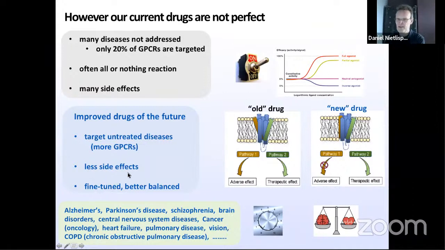And the side effect issue is one we can understand quite easily. Once the drug binds a GPCR, it might lead to signaling via two competing pathways. One of the pathways has the wanted therapeutic effect, but the other pathway would go via the adverse effect. Now, if we can develop a new drug which only signals via and activates the therapeutic effect and suppresses the other one, then very clearly we'll have much less side effects.